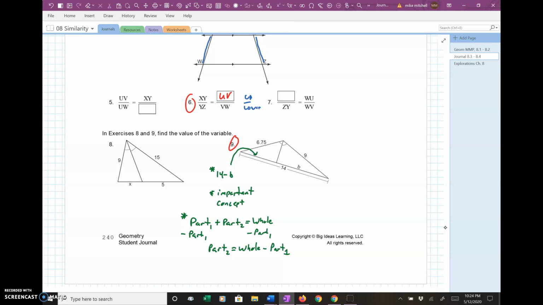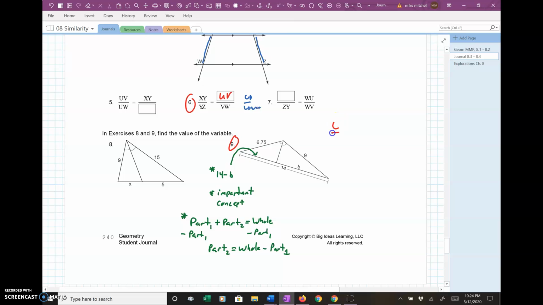But you have to remember, if this is B and the whole side is 14, that piece is going to be 14 minus 3. That is a key concept in math. Part 1 plus part 2 equals the whole. I subtract part 1 from each side. Part 2 equals the whole minus part 1. So, again, I want to find that piece. It's the whole piece minus the other piece I have, 14 minus B.